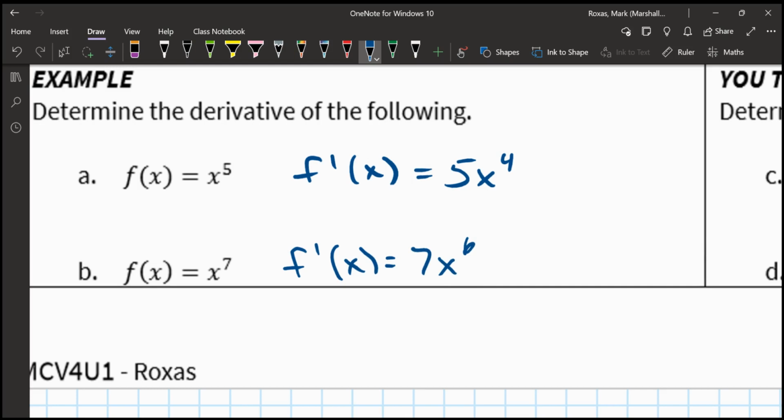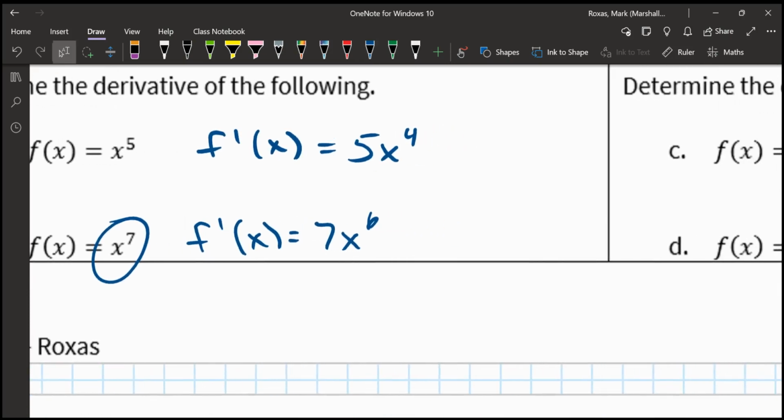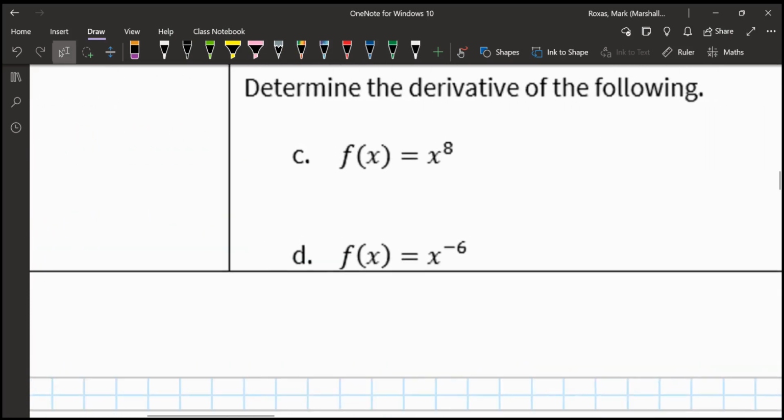Right? Could you imagine doing x to the power of 7 using the first principles definition of the derivative? Take you a long time. Now we have a rule that makes it simple. Okay, try these questions.